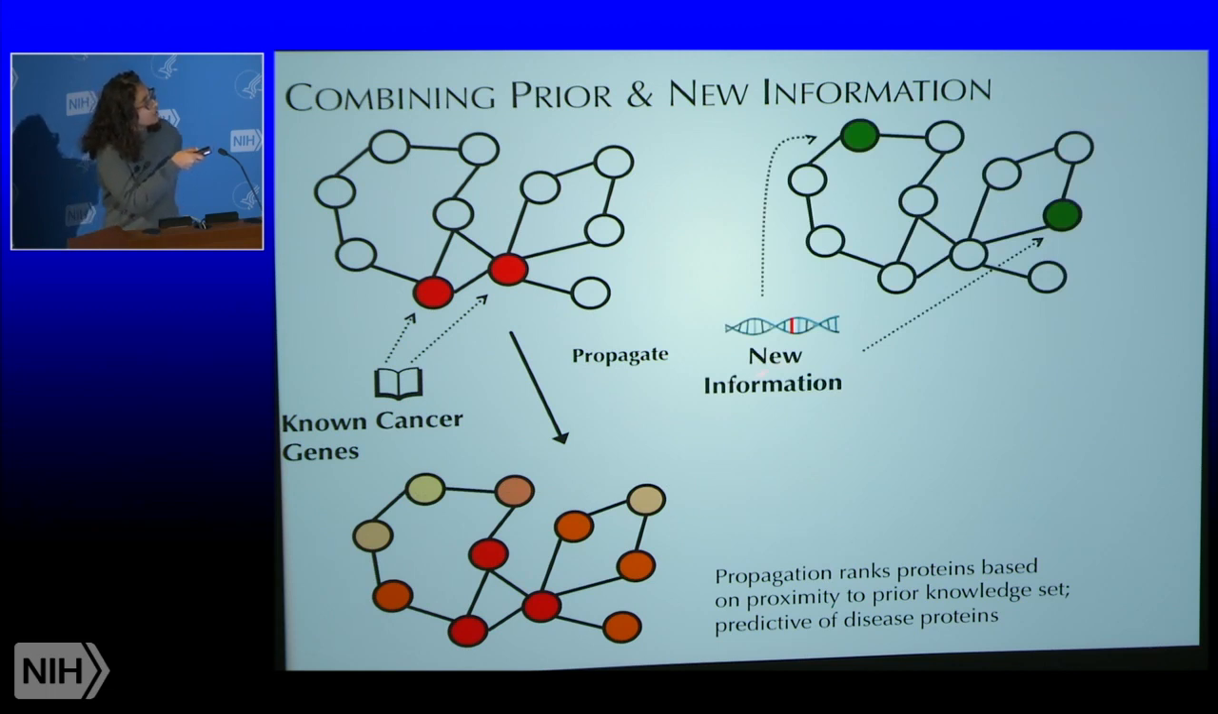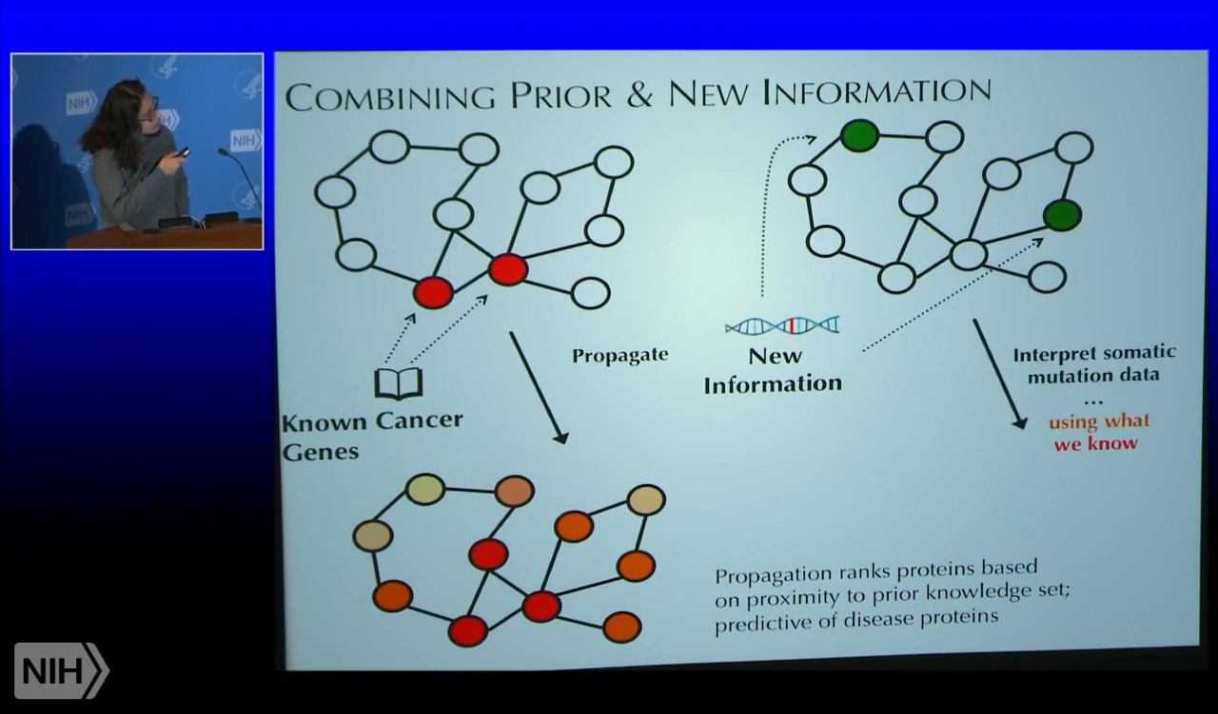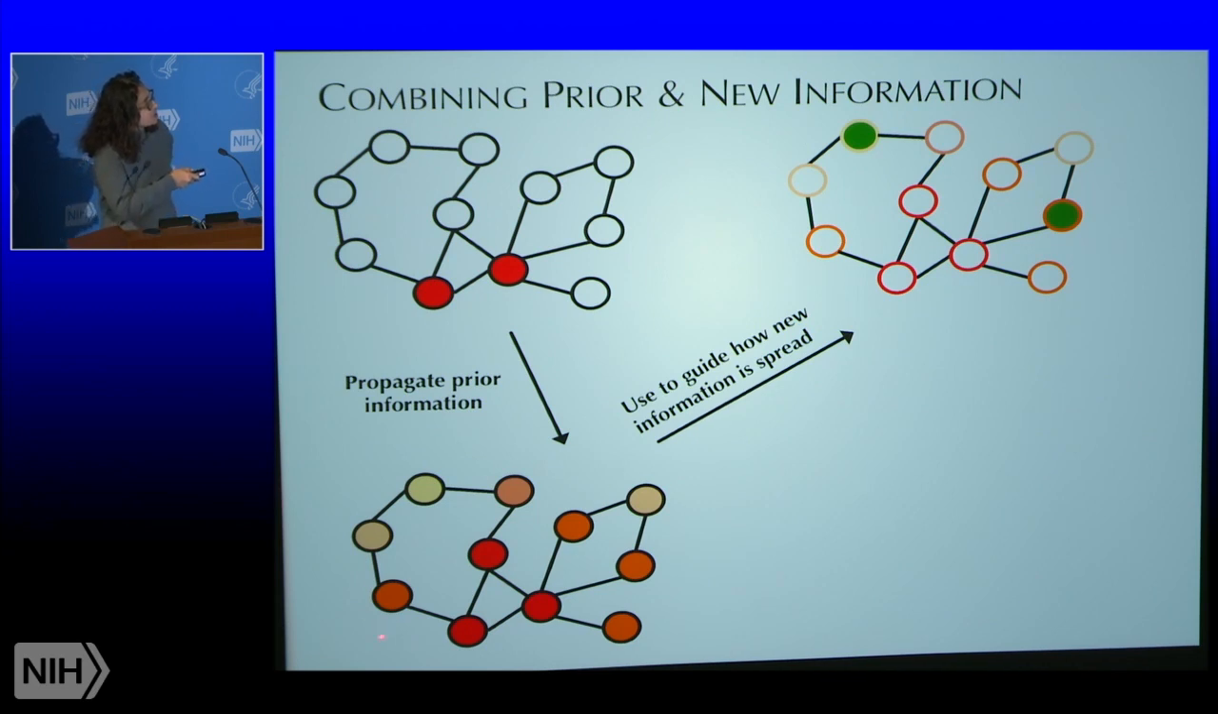Okay, now we also have new information. For example, this could be the frequency with which this protein was mutated across cohorts of cancer patients. So we can spread this information as well. But we want to do this in such a way where we interpret this new somatic mutation data using what we already know about known cancer genes. And so what we can do is use this prior information to guide how new information is spread. So now, instead of just spreading information uniformly from this new information, we're going to tend to go towards these darker colored genes that are closer to the set of genes that comprise our prior knowledge.